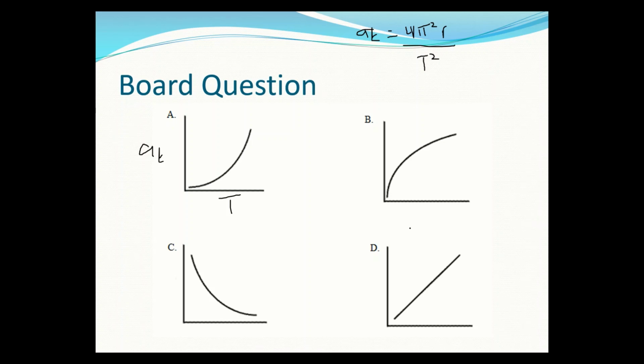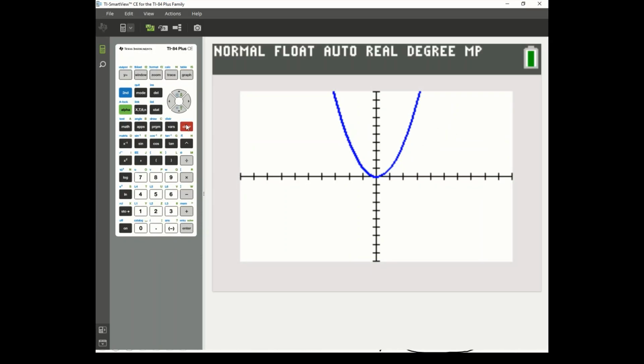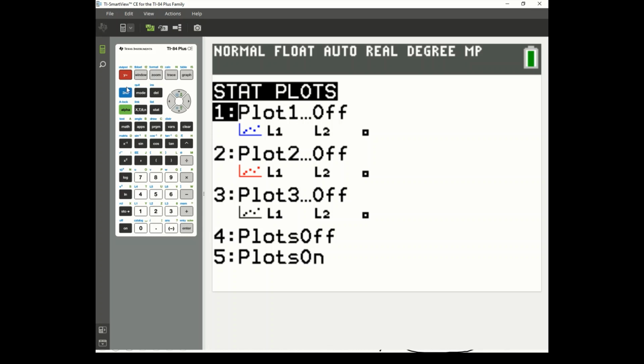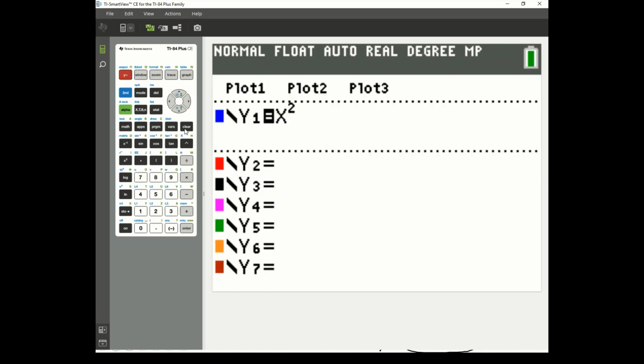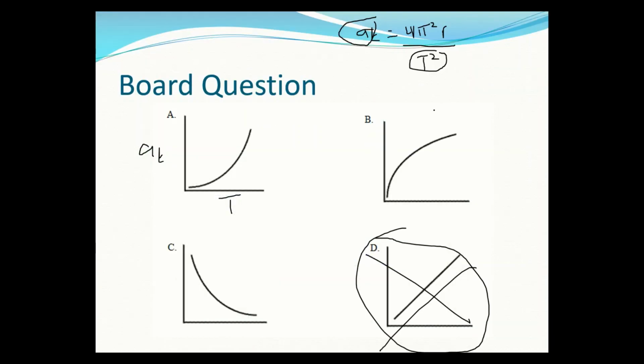Okay, it wouldn't be D. D is not the answer because it doesn't look like it does in the formula. So we need to say that AC and T have an inverse squared relationship. So we look that up and we go 1 over x squared. What does that look like again? Oh, it looks like that, which looks closest to C. So we get C as the correct answer. Okay, hopefully that makes sense.